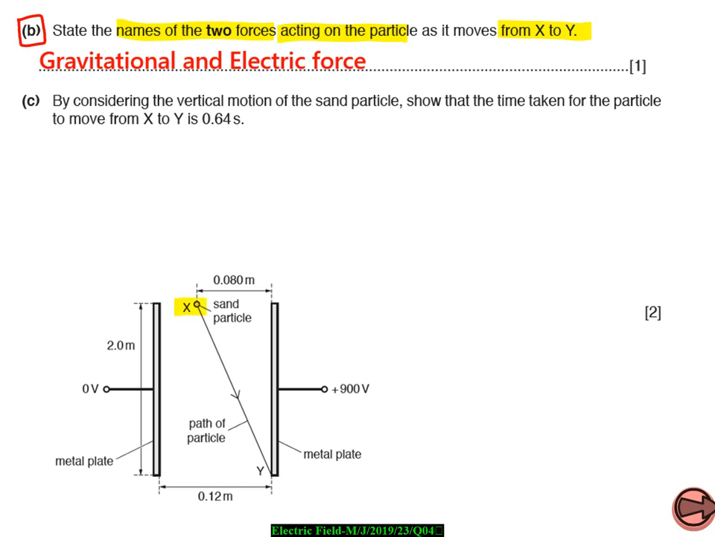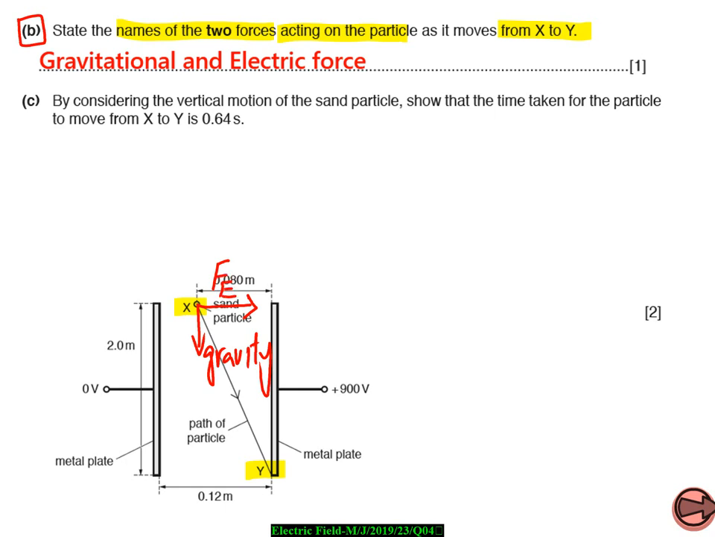The next thing is we have to find out the forces acting on the particle. Simply, the particle is located in the gravitational field, and the particle also has mass. So we can say a force acting on the particle is gravity, or gravitational force. And as the particle is located in a uniform electric field and also has charge, there is a force on this particle due to the electric field. That force we can call electric force.